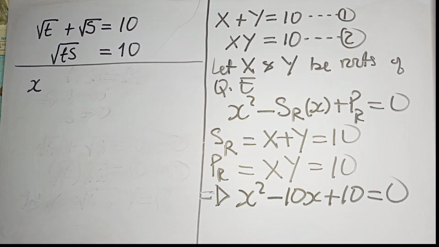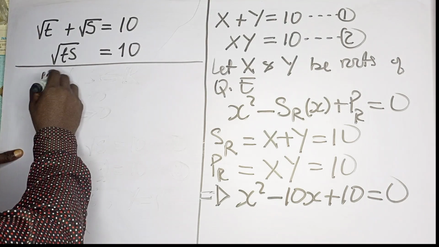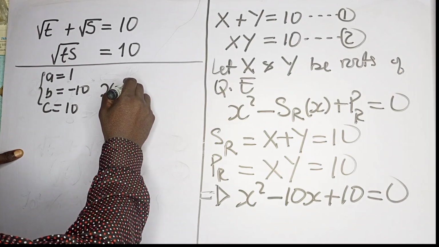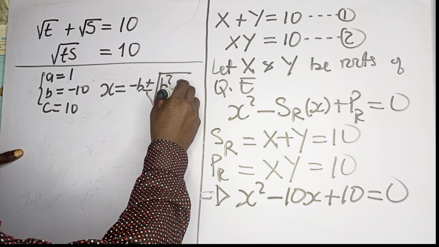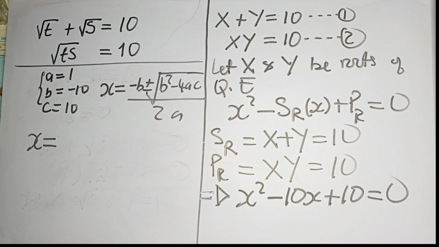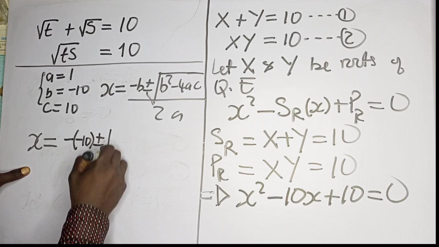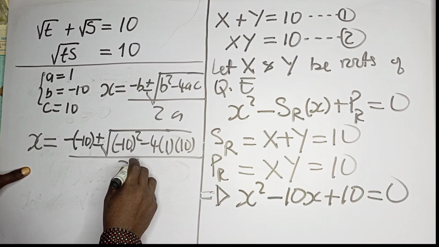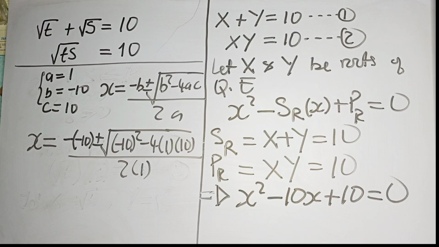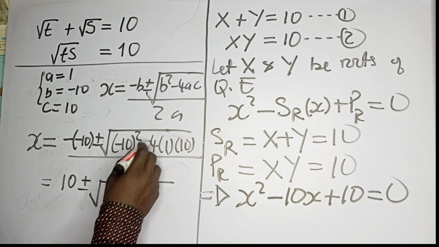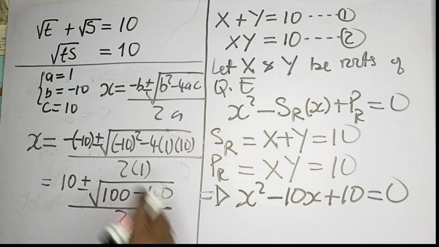Okay, so using the quadratic formula, let's first of all collect our coefficients. The coefficient of x squared is 1, coefficient of x is -10, and the constant term is 10. So by the quadratic formula, x is equal to minus b plus or minus the root of b squared minus 4ac all over 2a. So x is equal to, let's put in a, b, c carefully. x is equal to minus minus 10 plus or minus the root of minus 10 squared minus 4ac, all over 2a. This gives us positive 10. Square root of minus 10 squared is 100, 4 times 10 is 40, 2 times 1 is 2. This will give us the values of small x.